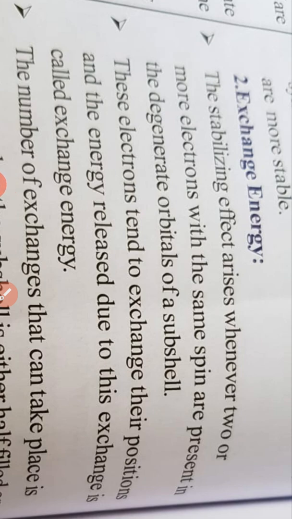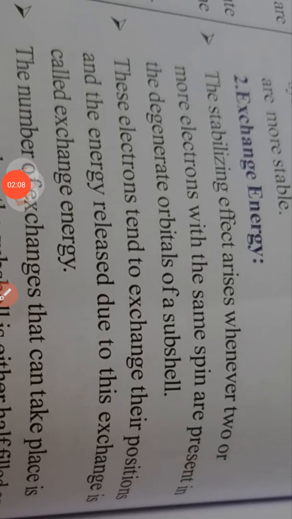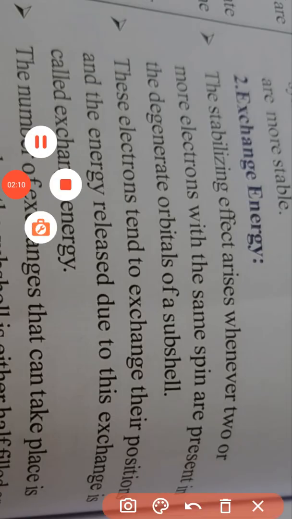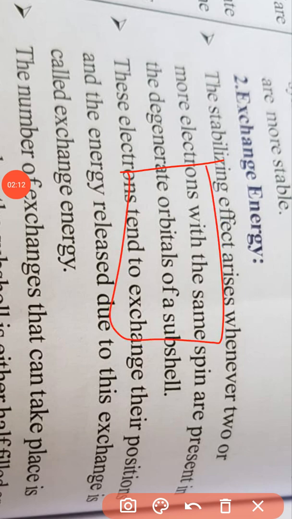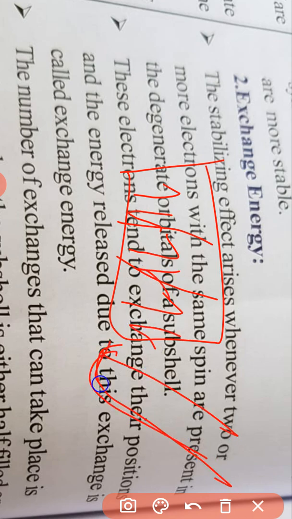Exchange energy. The stabilizing effect arises whenever two or more electrons with the same spin are present in degenerate orbitals of a subshell. I have explained this. This is px, py, pz. Two or more electrons, that means 3. If 3 electrons are there or 6 electrons are there, this is more stable. This has more stable same spin over here.